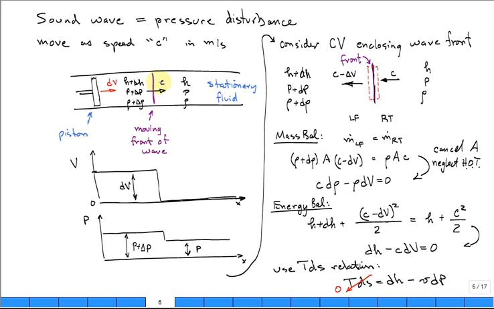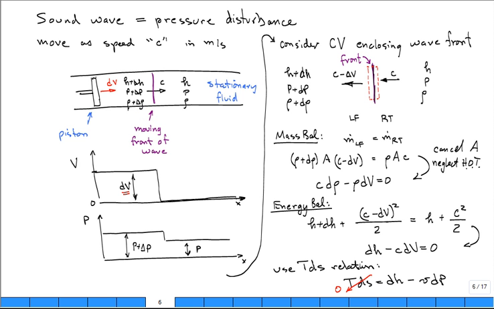We'll derive the relationship for it. So the quiescent fluid, or stationary fluid, has enthalpy h, pressure p, density rho. Behind it, it has a dv, so it has a change in speed. It's now going at the piston speed, and it has h plus dh for the enthalpy, p plus dp, so it's a higher pressure, a larger enthalpy, and a change in the density, rho plus d rho.